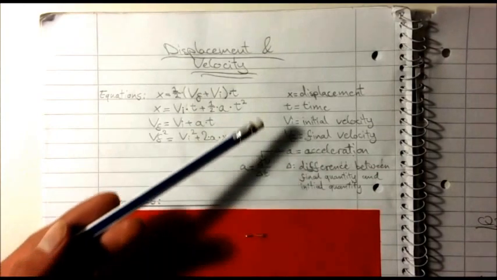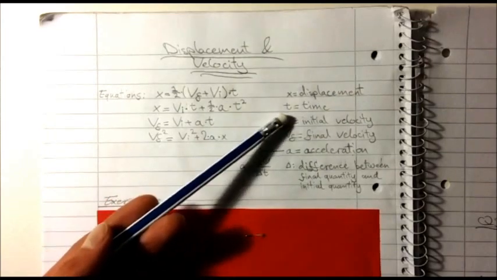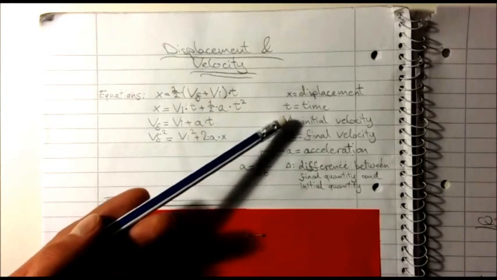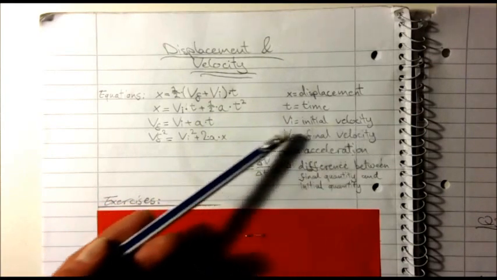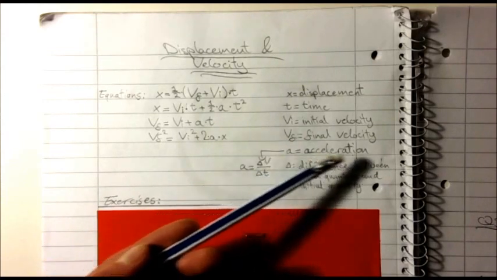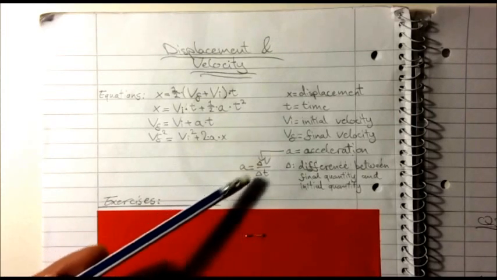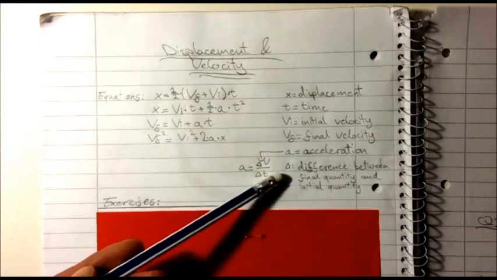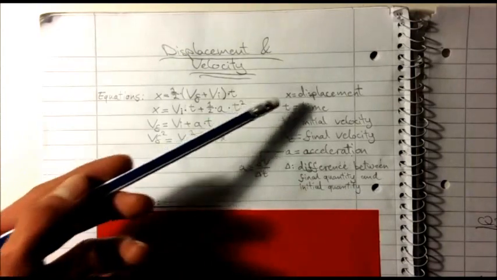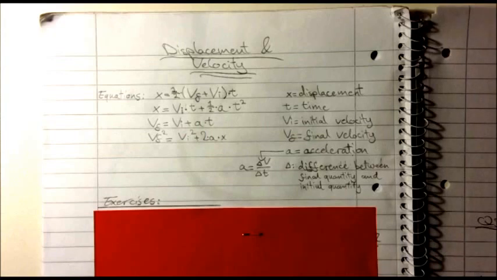Now what each single term here or symbol represents is x, displacement, t, time, vi, which is a subscript and not an actual letter, initial velocity, vf, final velocity, again a subscript, and a for acceleration, which equals a delta velocity over delta time, where delta means the difference between the final quantity and the initial quantity. Now, what you need to understand about displacement is it doesn't necessarily equal the distance traveled.